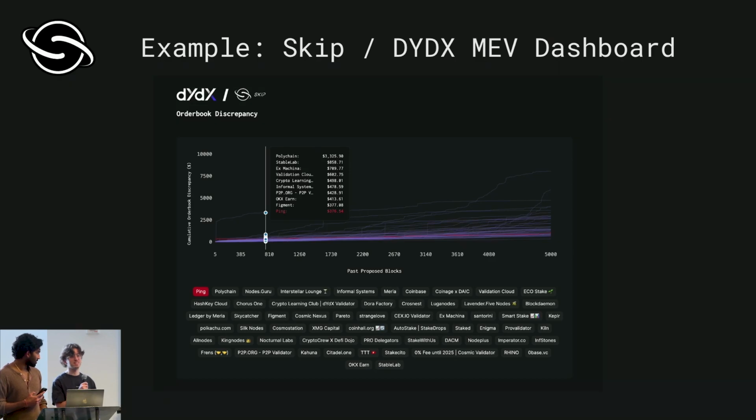Okay, so a good example of whether or not the principal agent problem exists, whether there is a proposer monopoly, yes. And a good example of this is the Skip dYdX MEV dashboard, where we can essentially monitor the order books that each validator is maintaining and see whether or not certain proposers are censoring or reordering transactions to extract MEV. Skip.